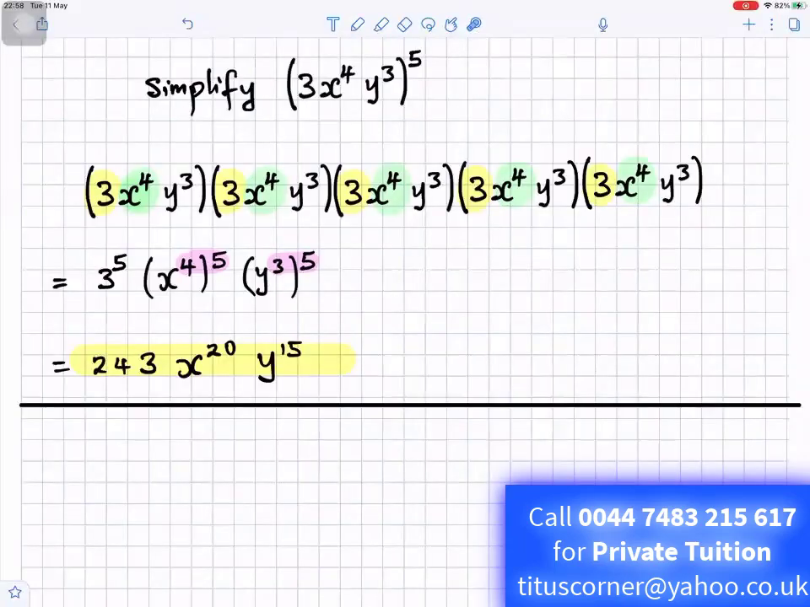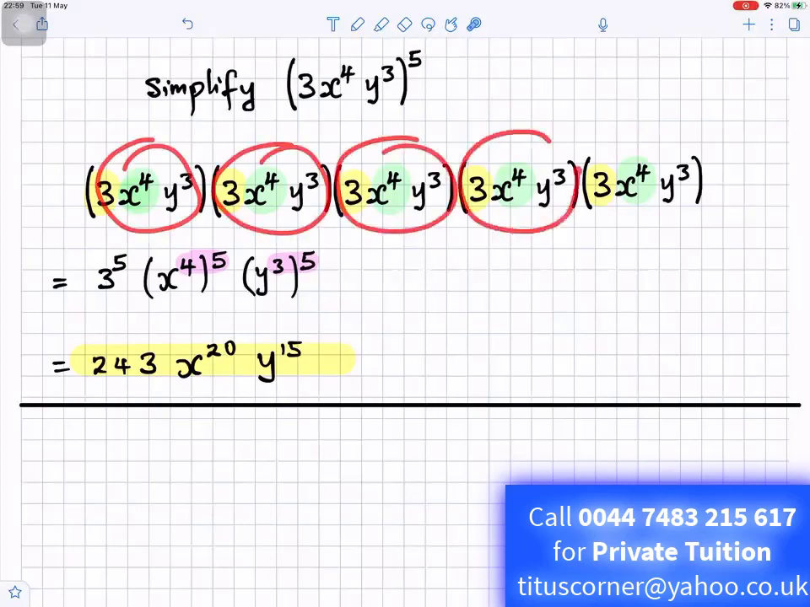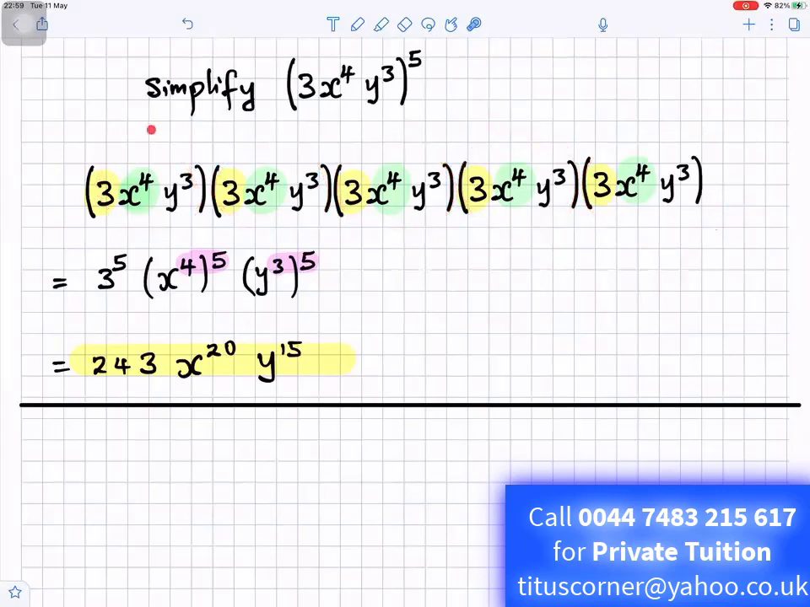Simplify. 3x to the power 4, y cubed, all to the power 5. And if you notice there's the power of 5. That means you will write it 5 times, because of the power 5.